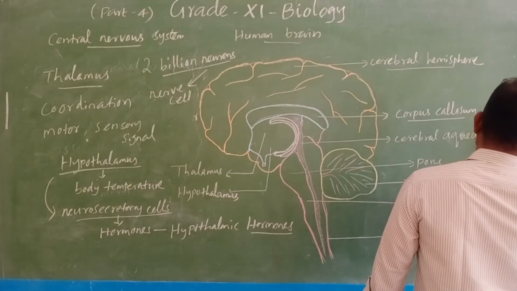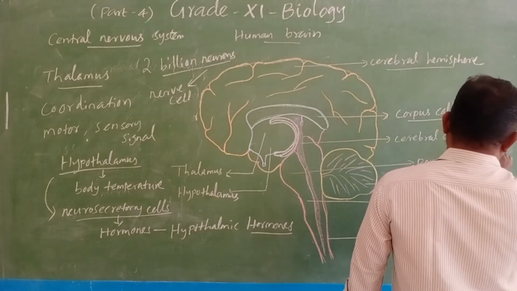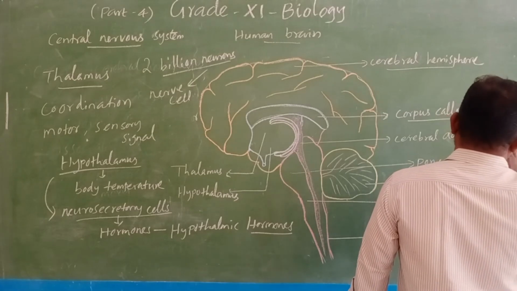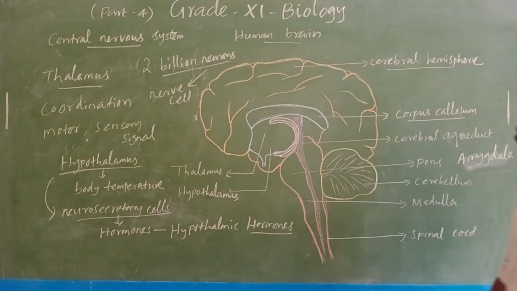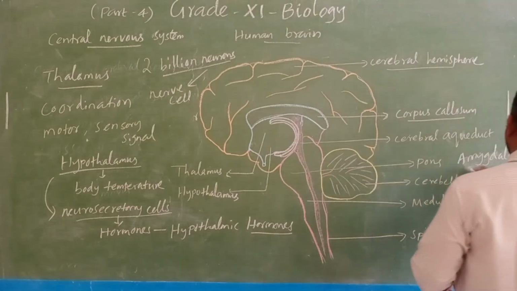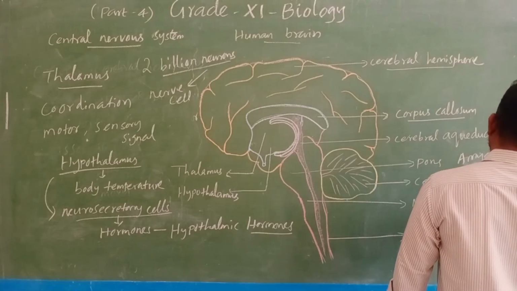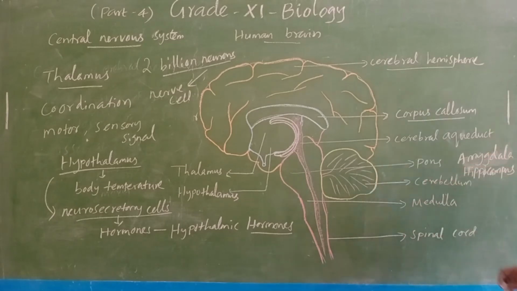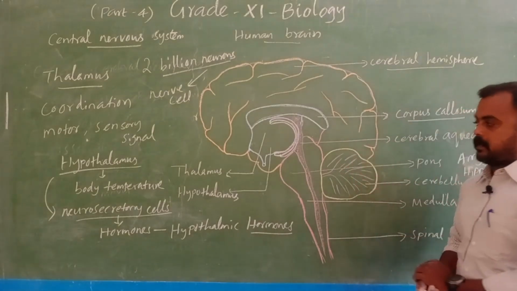amygdala. This part is amygdala. The first part is amygdala. The second part is hippocampus. Amygdala and hippocampus. So three inner parts are present.